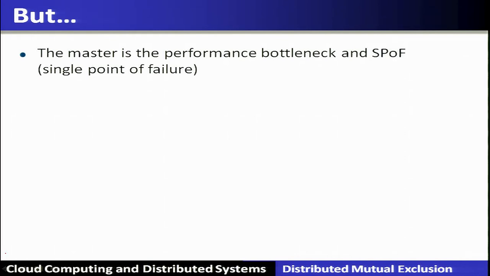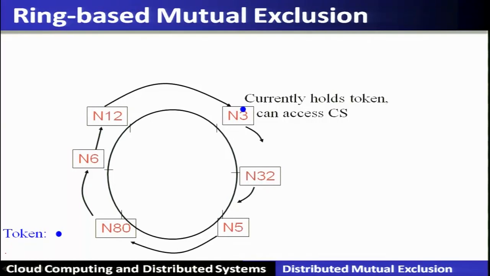Using the master, the mutual exclusion problem is going to be solved, as we have seen, but there is a performance bottleneck and also a single point of failure. What happens if the master fails? So let us see some other distributed mutual exclusion algorithms which are going to solve this problem, and also the problem of mutual exclusion.